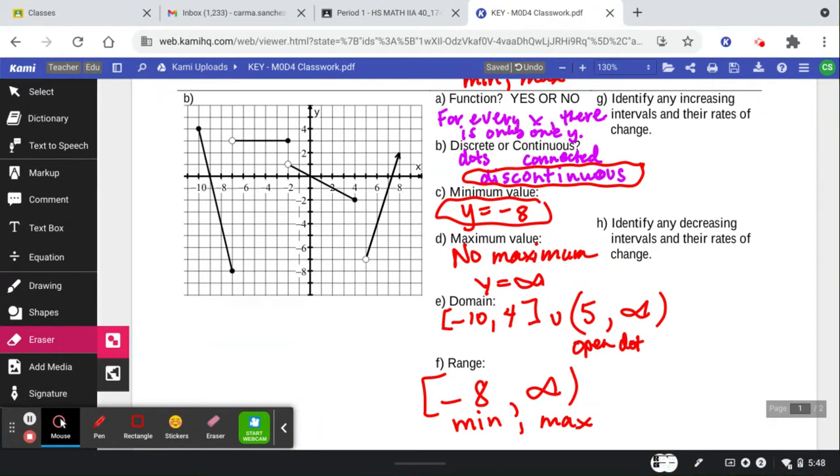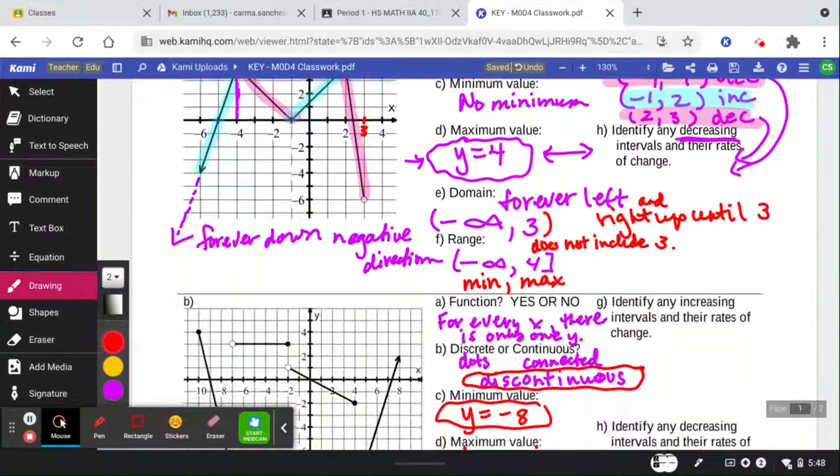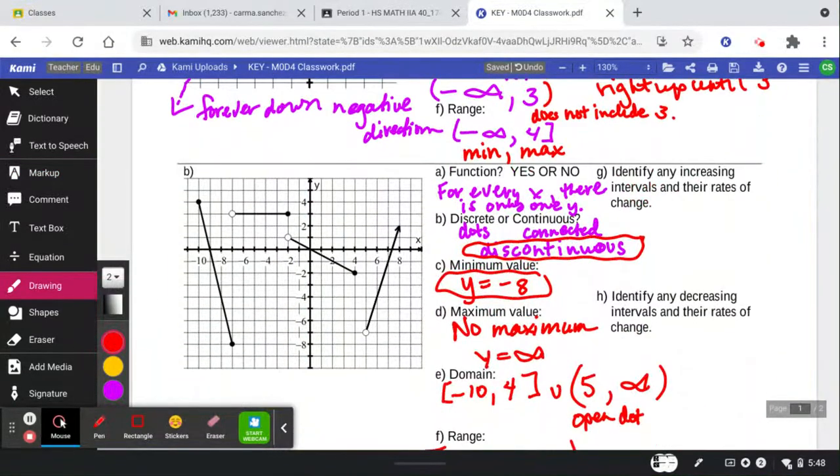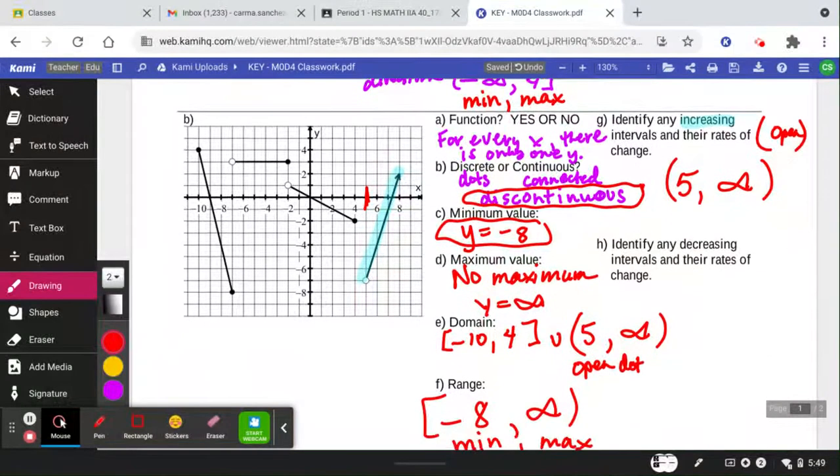Okay, intervals of increasing and decreasing. I'm going to use the same colors as before. I'm going to do increasing. Let's see. Increasing was blue. So this section's decreasing. This is flat. This is decreasing. Here's my increasing section. Okay, so the only section that's increasing goes from 5 to infinity. Remember that for these, we're also always going to use open brackets, talking about what's happening in between 2 points.